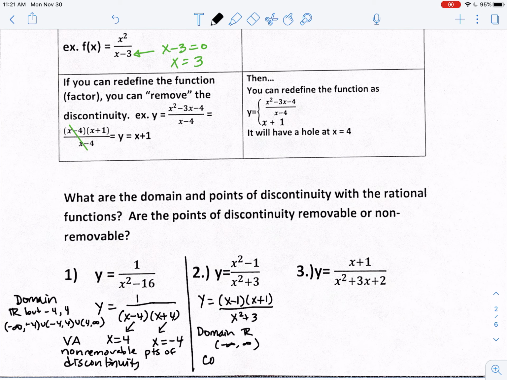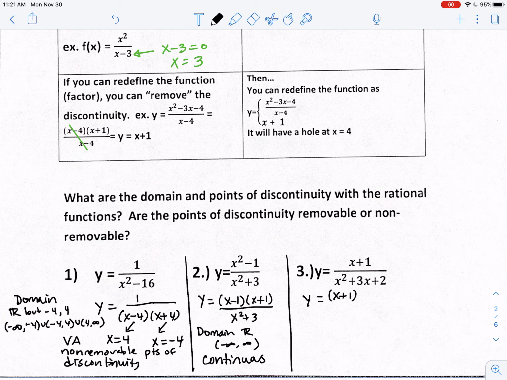And if that is the domain, it is a continuous function. Okay, meaning there are no points of discontinuity. There's no holes, there's no vertical asymptotes, there's no horizontal asymptotes that interrupt the graph. Okay, so number 3, well, let's factor.